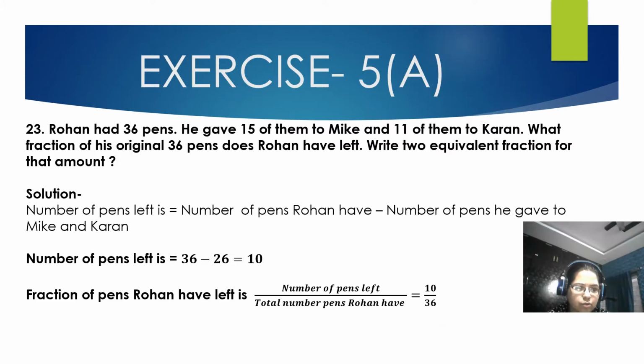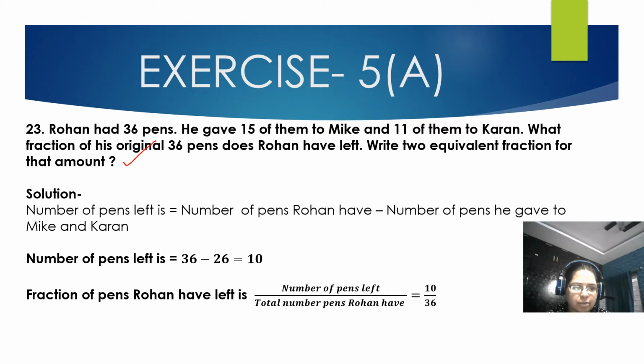Now we solve question number 23. Question number 23 is Rohan had 36 pens. He gave 15 of them to Mike and 11 of them to Karan. What fraction of his original 36 pens does Rohan have left? Write two equivalent fractions for that amount.